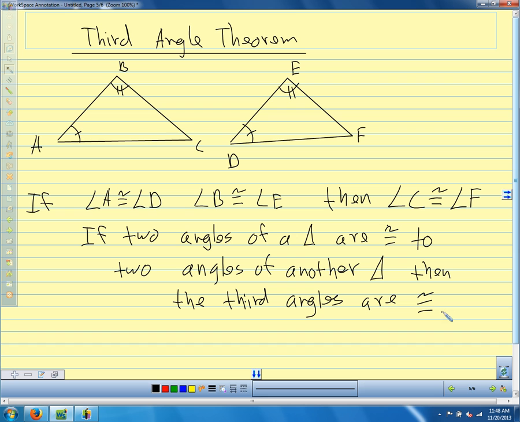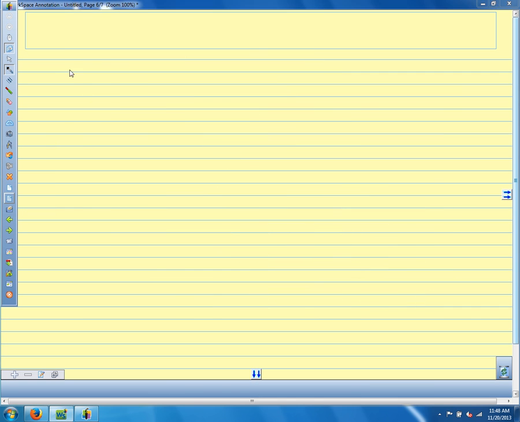So what I want to do next is go through a proof of how we would prove that two triangles are congruent by showing that all the corresponding angles and sides are congruent. And then we're going to talk about some shortcuts for triangles. We have some shortcuts for figuring out when triangles are congruent. So this third angle theorem can help us to shortcut some things with triangles. So let's look at this proof.